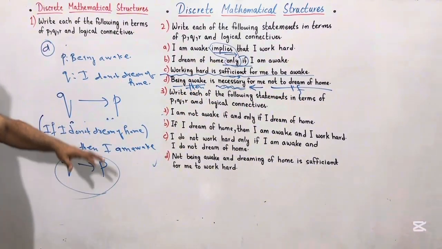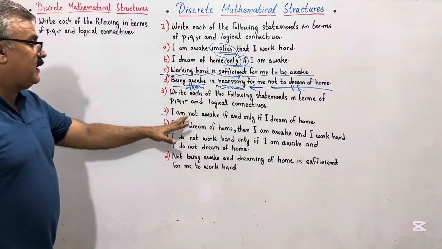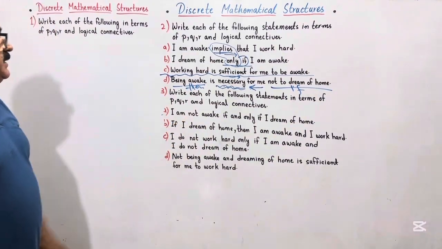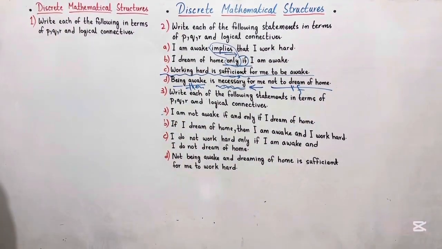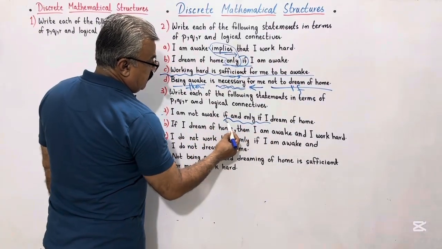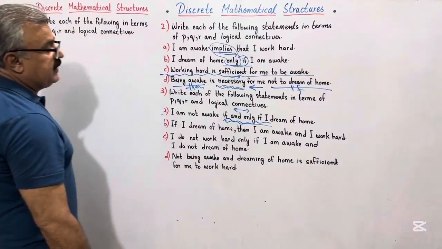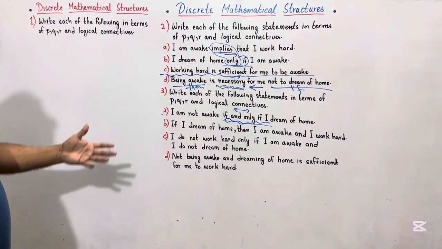Moving towards the next question, question number 3: write each of the statements in terms of P, Q, R and logical connectives. The first one is: I am not awake if and only if. If and only if is a two-way implication, a biconditional, a statement whose converse is true.